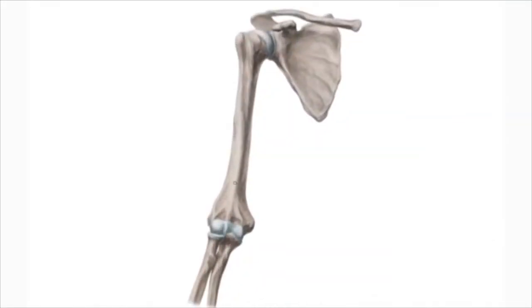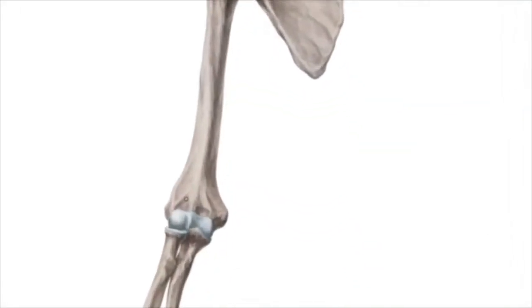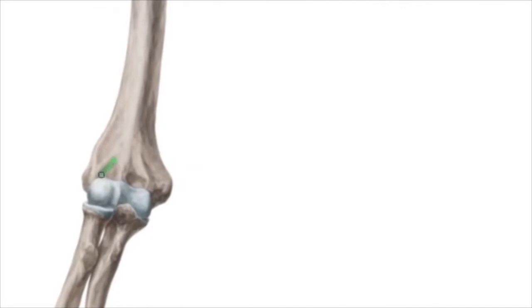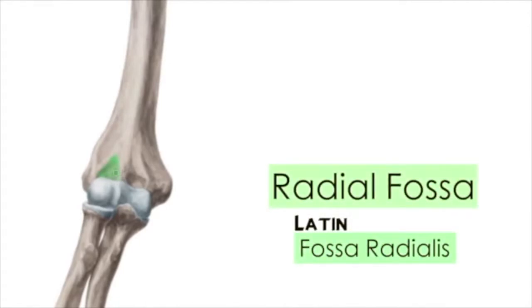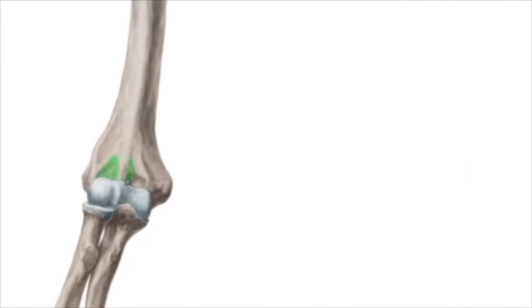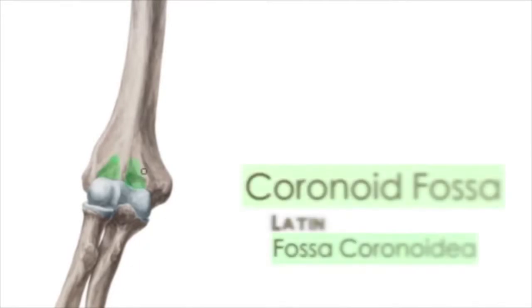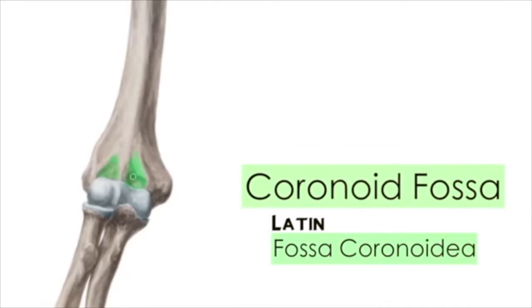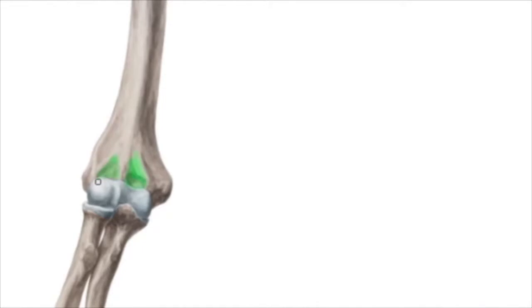Now moving further to a more distal point, you're going to find a fossa here, known as the radial fossa, and it's located laterally. Now on the medial side, you're going to find what is known as the coronoid fossa. Now here you will also find a structure.